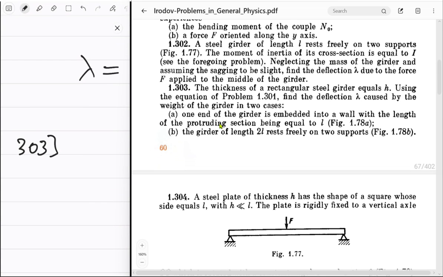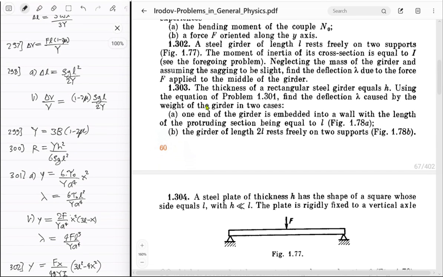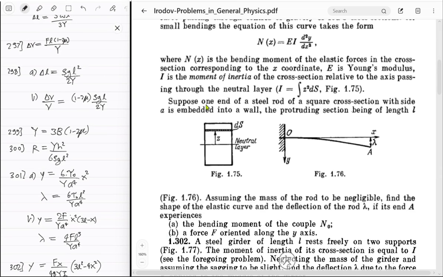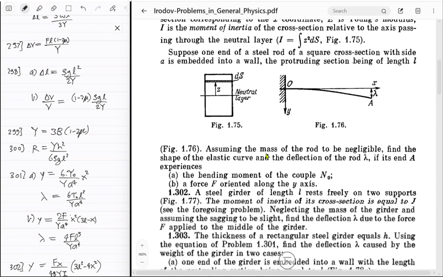303. The thickness of the rectangular steel girder equals h. Using the equation of problem 1.301, find the deflection caused by the weight of the girder in two cases. 301, what kind of question was it? Oh, just this thing. Whatever. Right, like this. No big deal.